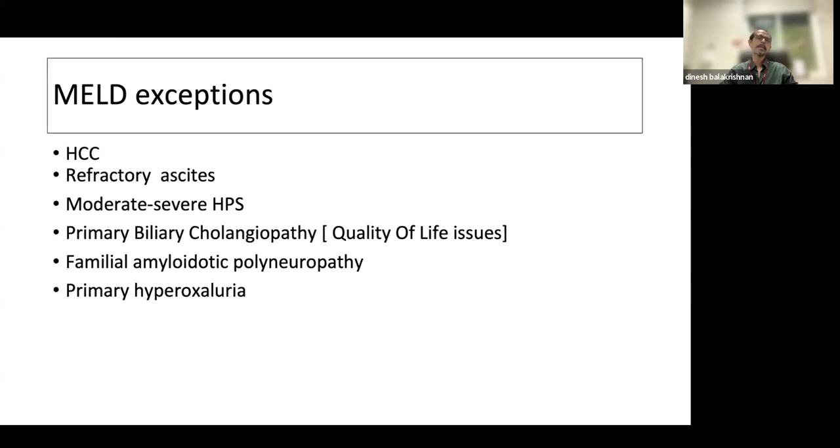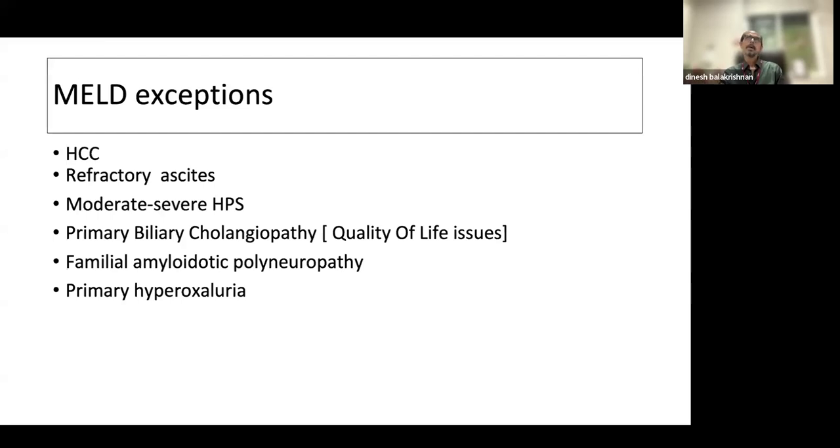And primary hyperoxaluria, where the kidneys are laden with stones, so that they go into renal failure. If you are planning to do an isolated kidney transplant, the transplanted kidney will within a short time develop oxalate stones. So this is an indication where you have to do a liver kidney transplant. The liver may not be affected, but there's an enzyme deficiency leading to multiple stones in the kidney, leading to renal failure. So primary hyperoxaluria is a MELD exception where you have to do a liver kidney transplant.